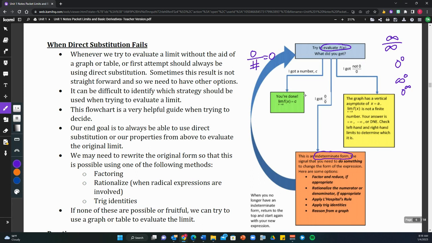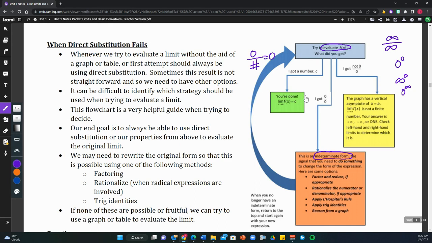When you get an indeterminate form, this is where you have to go into your bag of tricks and try all the different things that you know how to do to an algebraic expression to rewrite the original function in a new equivalent form, and then we repeat the process. That's what this big blue arrow is telling us. So when we get an indeterminate form, we're going to try and fix it, and then go back, try direct substitution again. If it works, great, we'll get a number. If it doesn't, then we've got one of these other options, and we're going to have to kind of repeat the cycle.